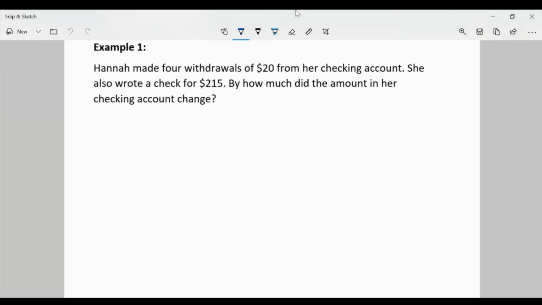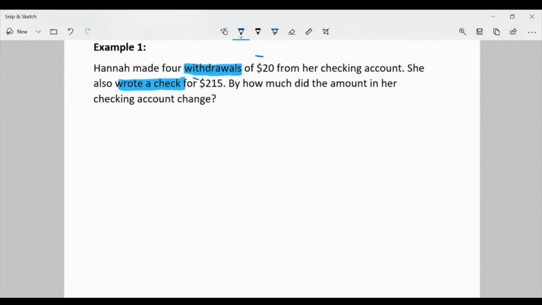All right, so let's look at example number 1 here. Hannah made 4 withdrawals of $20 from her checking account. She also wrote a check for $215. By how much did the amount in her checking account change? Okay, so the key words here are the withdrawals and that she wrote a check, right? So those tell me that these are going to be negative values, okay? Both of those will be negative values.